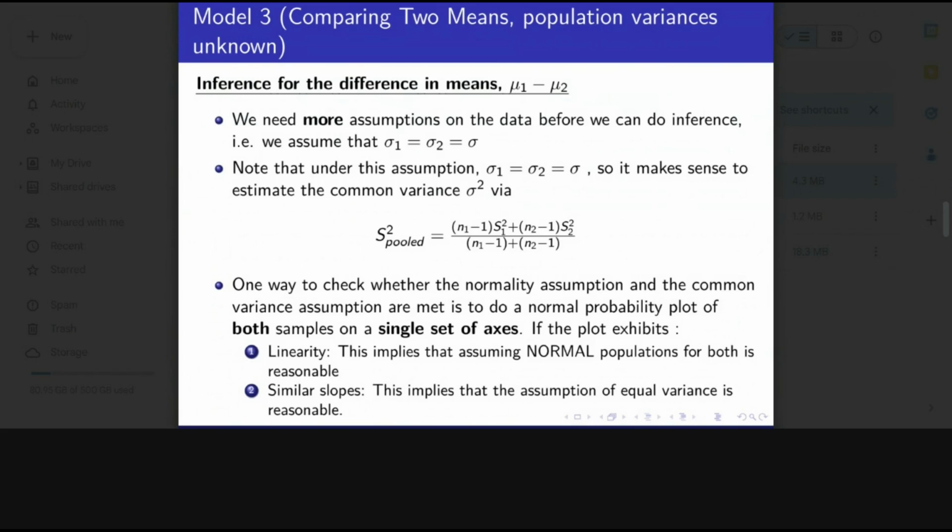And if you've been in any of my stats classes before, you know I've talked about this many times. How do you compute the estimate? You take the sample variance of sample 1, multiply by the sample size minus 1, add up all these terms, and divide by the total sample size minus 2. So that's how you find S squared pooled.